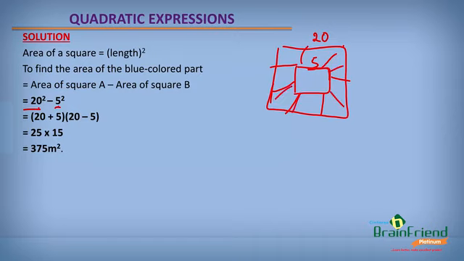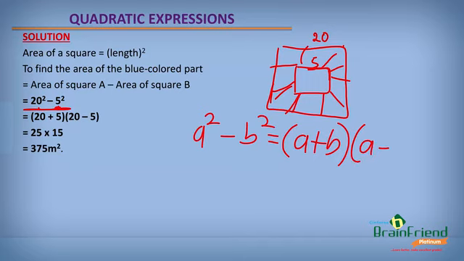So to do this now, this looks like the difference of 2 squares. It's in the form a square minus b square. So we simply apply the factorization of this, which is a plus b times a minus b. So we have 20 plus 5 times 20 minus 5.